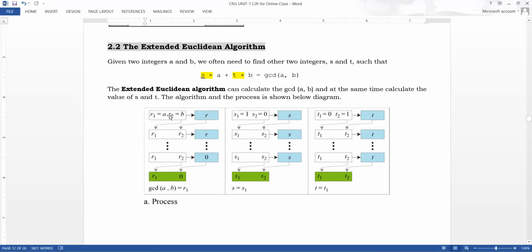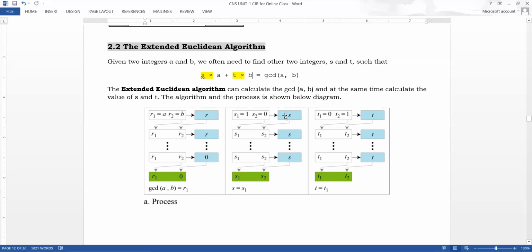In the same way, in parallel, you have to find also the S value and the T value. So here R1 by R2 we got, and the remainder we got as R. And in the same way, the initial values: S1 assigned with 1 and S2 assigned with 0. These two are the fixed assignment values according to the extended Euclidean algorithm.